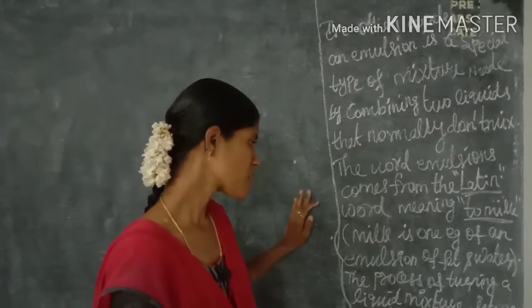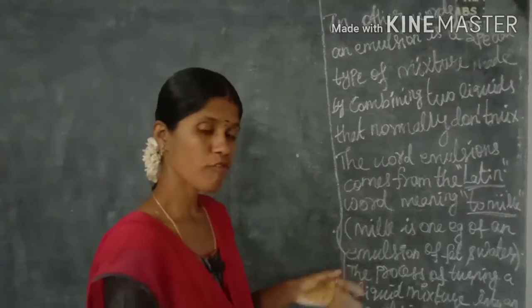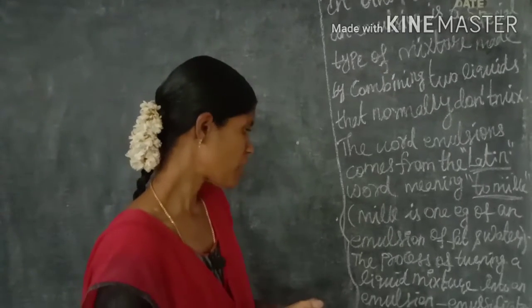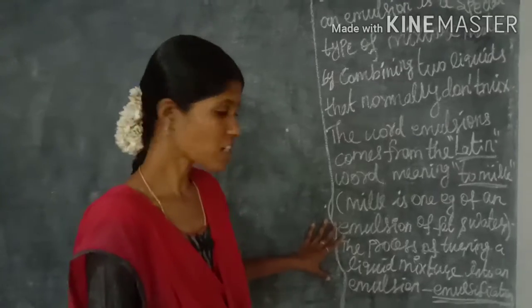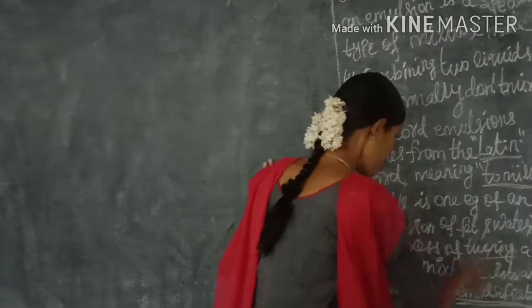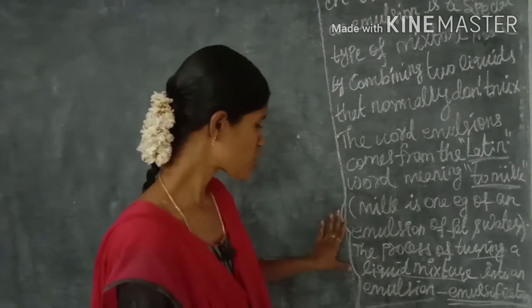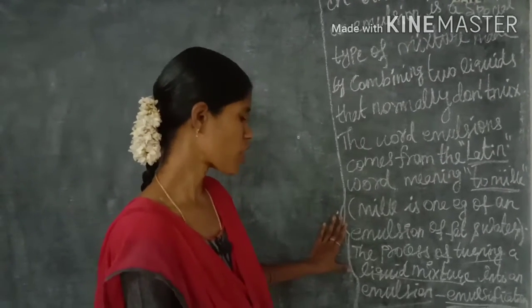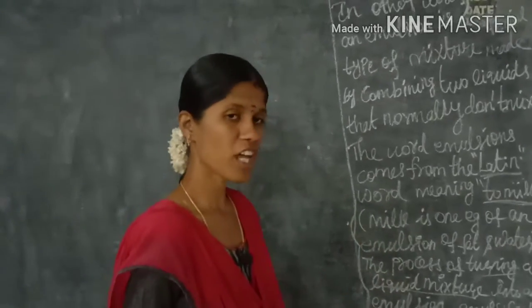The process of turning a liquid mixture into an emulsion is known as emulsification. Emulsification means the process by which a liquid mixture is turned into an emulsion.